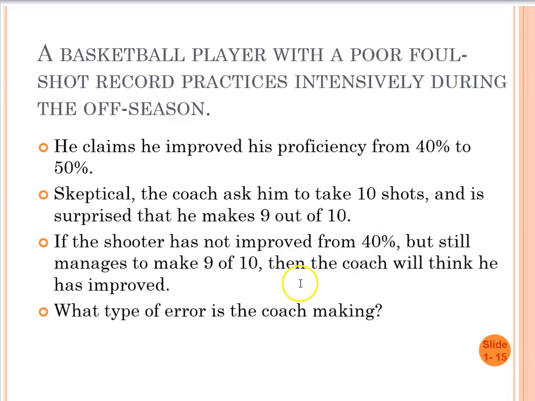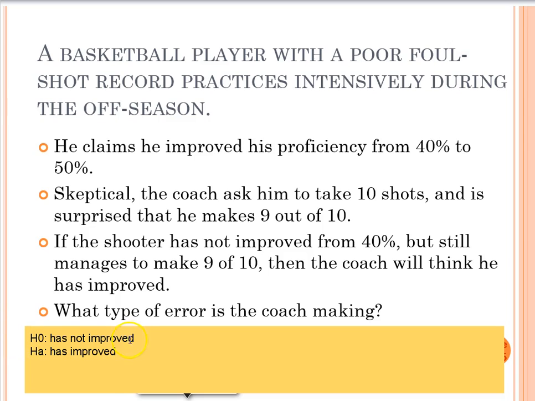But because he got 9 out of 10, the coach changes his mind and he thinks the guy's actually improved. But let's say in reality he hasn't. He hasn't improved. What type of error is the coach making? Well, the coach is making a type 1 error. What the coach has assumed is that the guy has not improved, and he runs a test to try to reject that null hypothesis. And because the guy made 9 out of 10 shots, he rejects that null hypothesis in favor of the alternative and says he has improved.